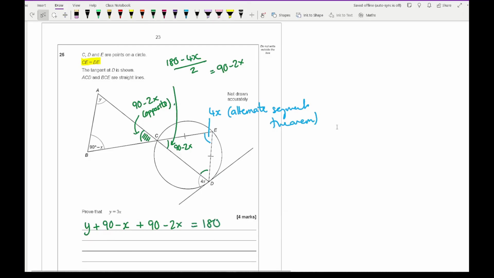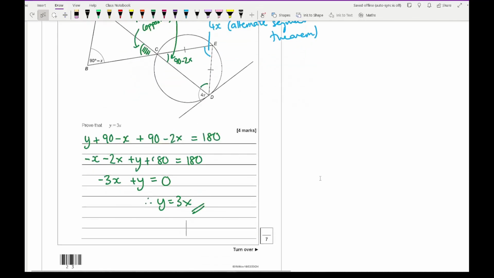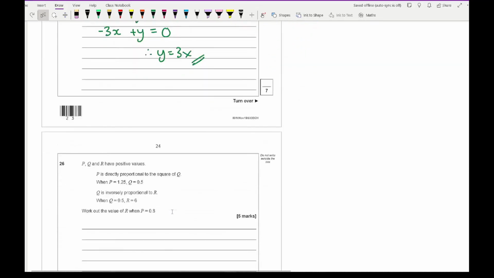If I just scroll down a little bit, just to give me a little bit more space, what I'm going to now do is simplify all of this. So I've got minus x, minus another 2x, plus y, plus 180 equals 180. Now from this we can see that I'm going to end up with minus 3x plus y equals 0, taking the 180 over to the side, so therefore y equals 3x. Now in terms of my proof, where I'd get the marks is usually a combination of what I've written in the diagram along with what I've written down in the allocated space.